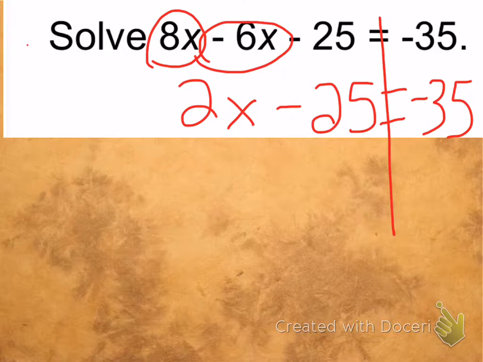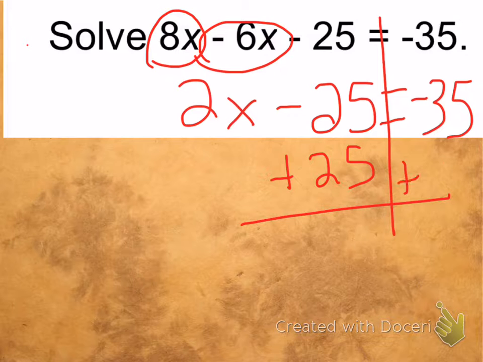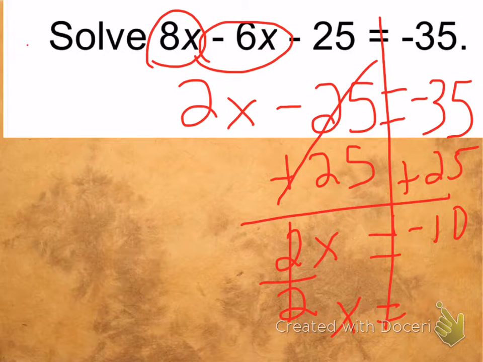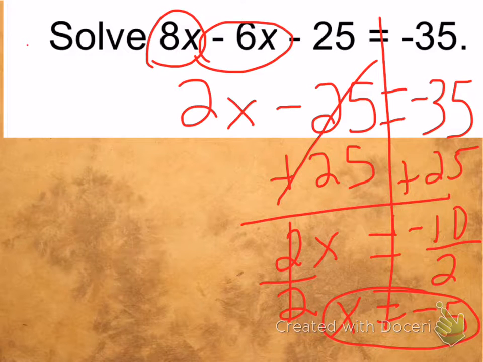And then you solve it just like you would a two-step equation. Save the variable for last. So we're going to do plus 25 on both sides. Negative 25, positive 25 cancel out. So on the left side, I'm left with 2x equals negative 35 plus 25 is negative 10. And then the opposite of 2 times x is divide by 2. 2 divided by 2 is x, 1x. And negative 10 divided by 2 is negative 5. So x equals negative 5.